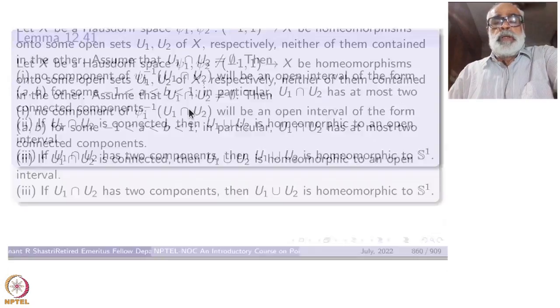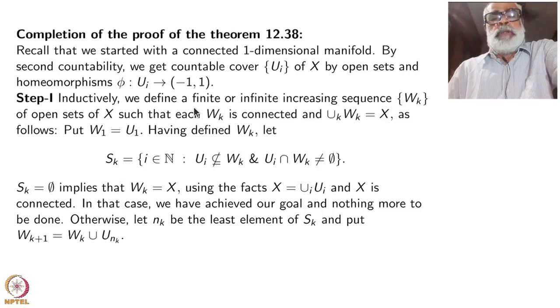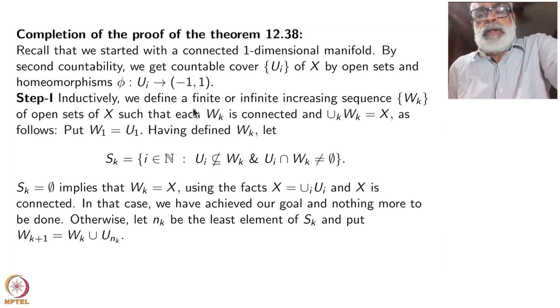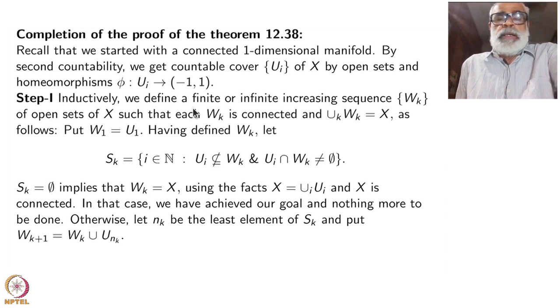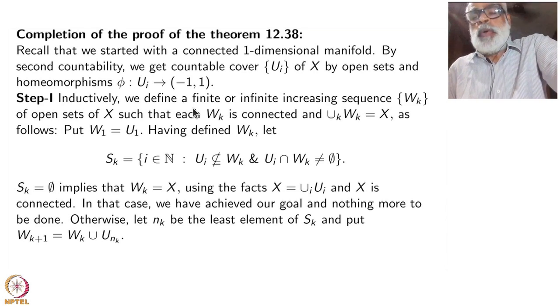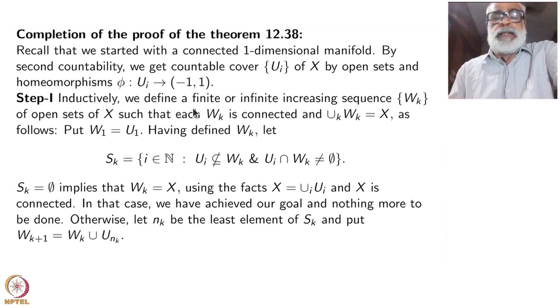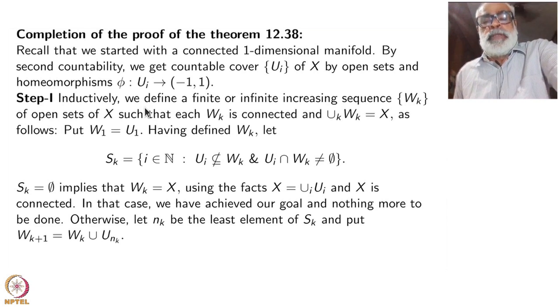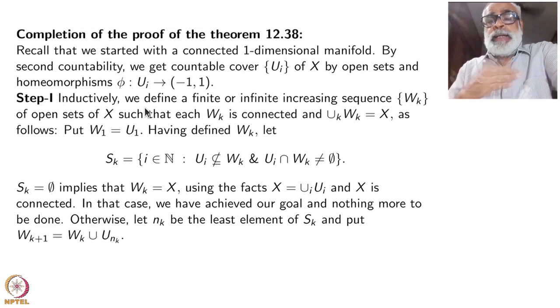That's all. Now let us complete the proof of the theorem. Recall that we started with a connected one-dimensional manifold. By second countability, we get a countable cover Ui of X by open sets, all of them homeomorphic via phi i from Ui to minus 1, plus 1. Inductively, we define a finite or infinite, we don't know, but countable, increasing sequence Wk of open subsets of X, such that each Wk is connected, and the union of Wk is the whole space.